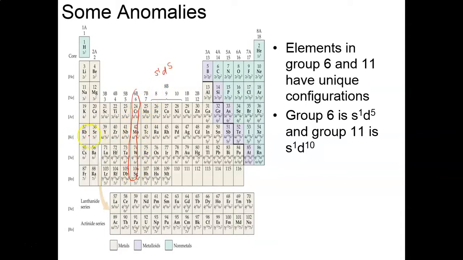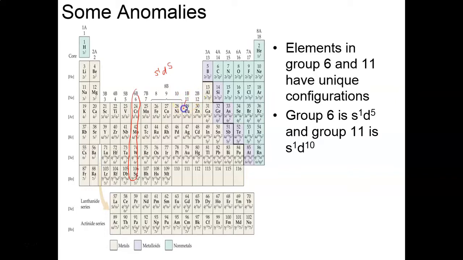So if you do, like for this one, 1, 2, 3, 4, 5, like for this one, molybdenum. If you do 5s2, 4d4, you'll be wrong. You would have to do 5s1, 4d5. Otherwise, it's the wrong answer.